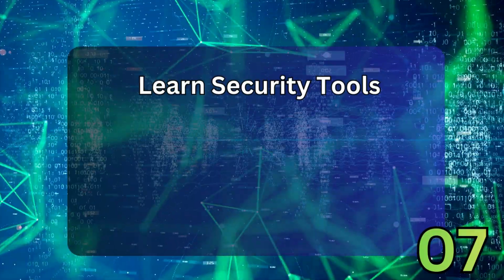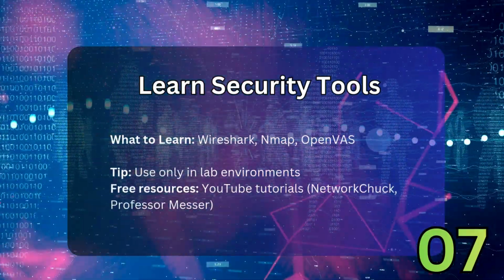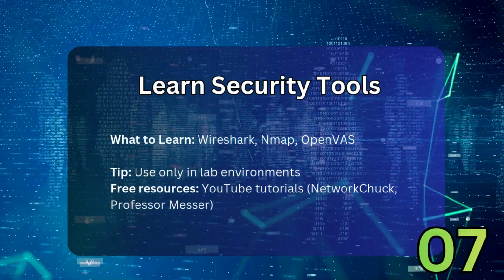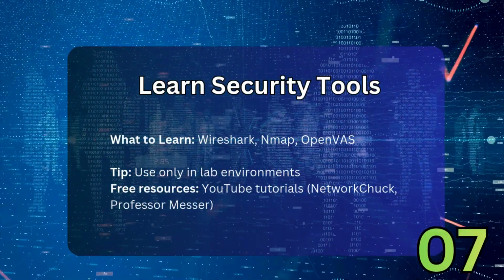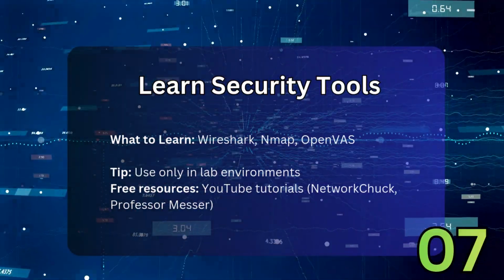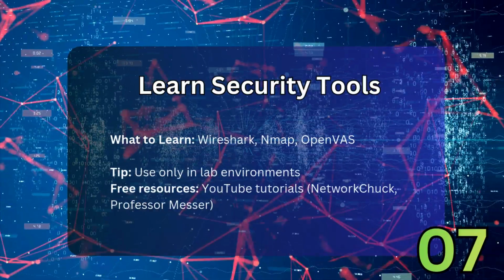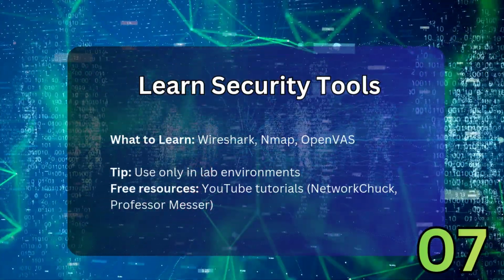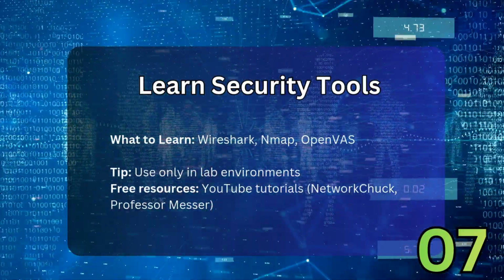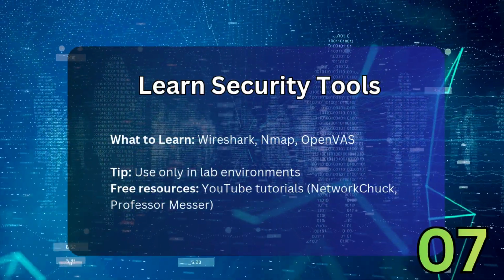Next, get familiar with some tools that security people use. Start simple with tools like Wireshark to see network traffic, Nmap for scanning devices, and OpenVAS for checking vulnerabilities. The most important thing is to understand what these tools are doing, not just click buttons. You have to know the purpose so you can use these in different scenarios. Free tutorials can be found from NetworkChuck and Professor Messer on YouTube.